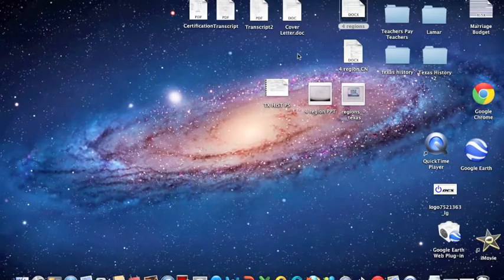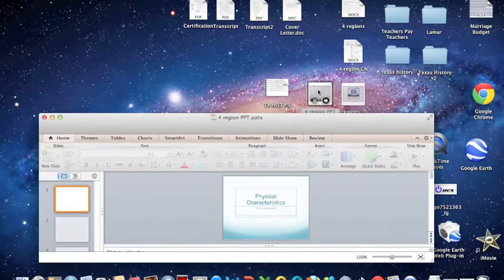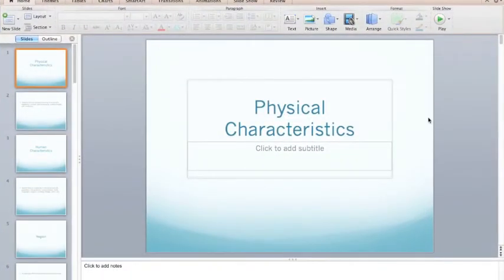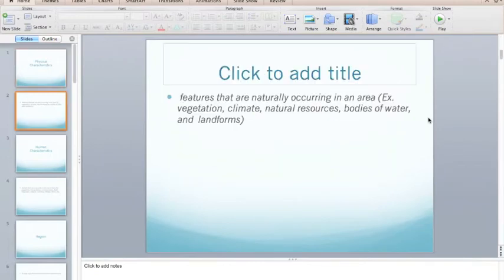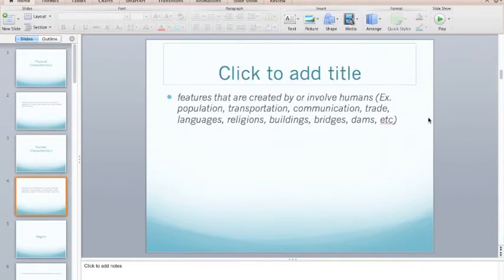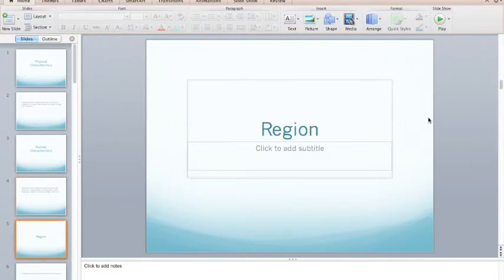I'm going to give an example of how my warm-up would be. So if I click on my 4 regions PowerPoint, basically the physical and human characteristics of the 4 regions entail the other definitions that follow. I mainly want to describe the first 2 so they know what the difference is between a physical and a human characteristic. With the other definitions, I'm going to start with region.